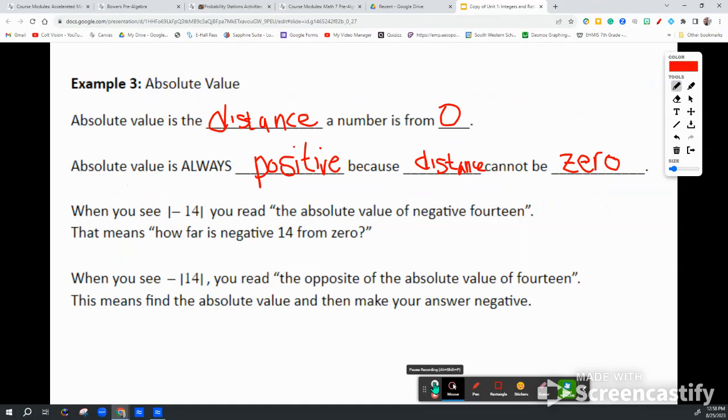So we're coming to our last part of the video, which is on absolute value. I have written and filled in the blanks here for the two things about the definition of absolute value that you need. Go ahead and copy them. Feel free to pause the video if you need to. So absolute value is the distance a number is from 0. Absolute value is always positive because distance cannot be negative.